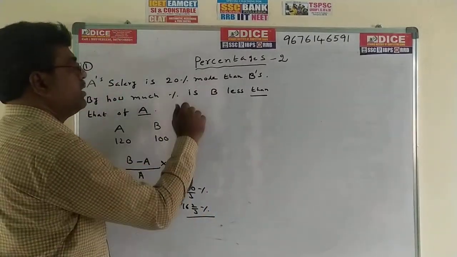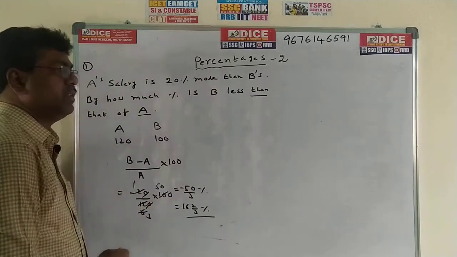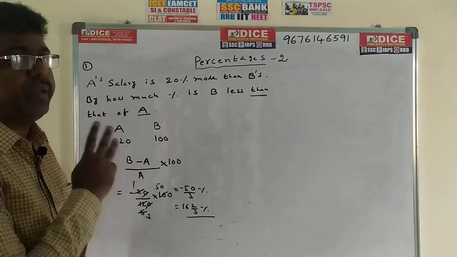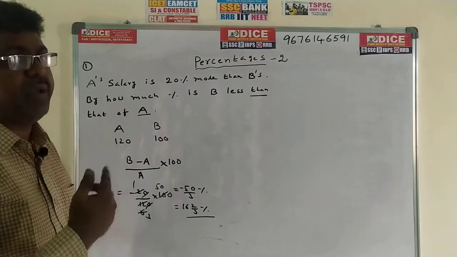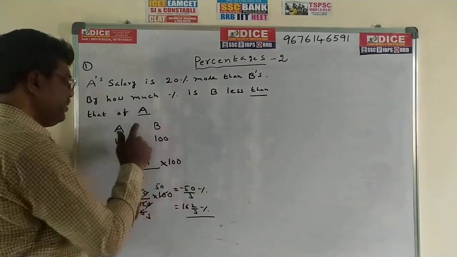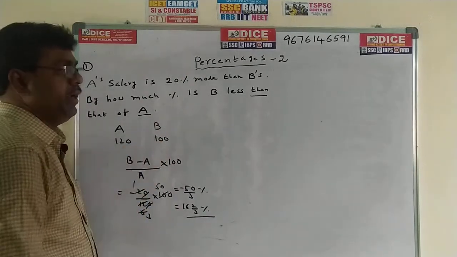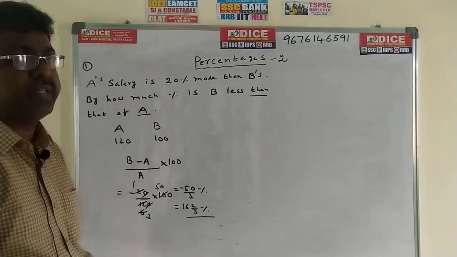So whenever you read "more or less," the formula becomes the third formula. In the note, the third formula is (x minus y) by y. Here, "less than A" means the denominator is A, and the numerator is B minus A, into 100. So the required answer is 16.23%.